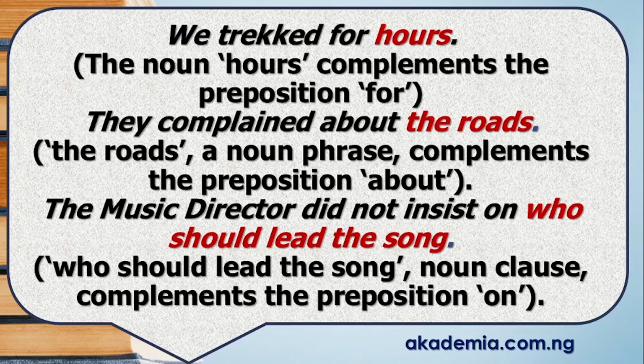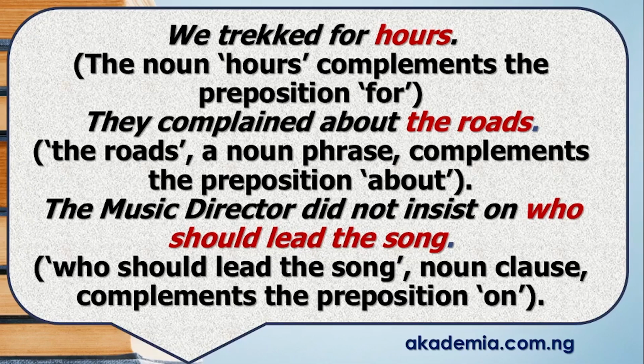Let's look at another example. They complained about the roads. They complained is a full sentence, but here we say they complained about the roads. You see, the roads is a complement of the preposition about. The roads, a noun phrase, complements the preposition about.